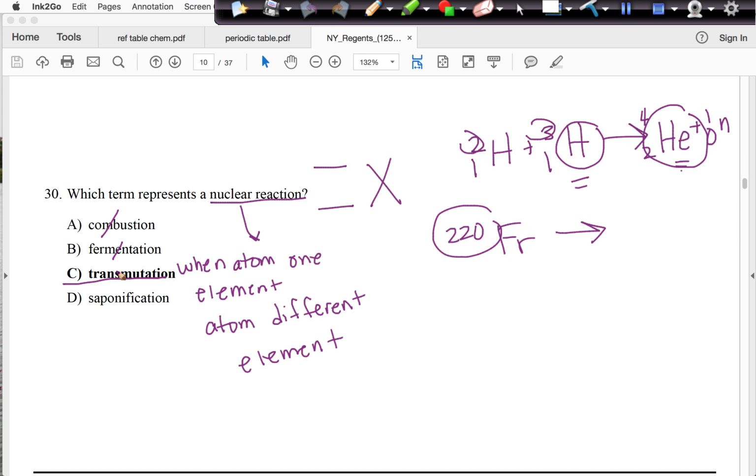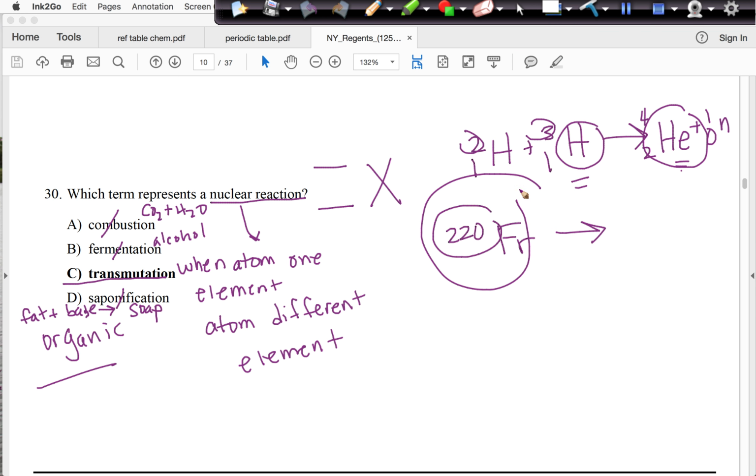Now, combustion, fermentation, and saponification were all on the list of organic reactions. Remember, combustion has oxygen as a reactant and CO2 and H2O as products. Fermentation makes alcohol. Saponification takes a base and fat to make soap and glycerin, or some books say glycerol. The transmutation reactions can be natural or artificial. Natural would have just one reactant. Artificial would have two.